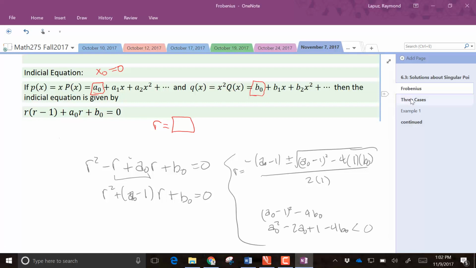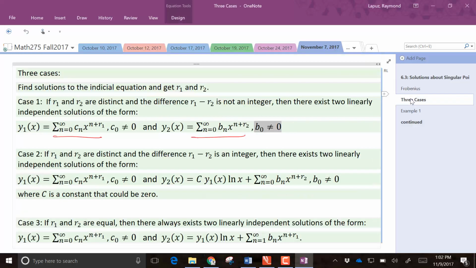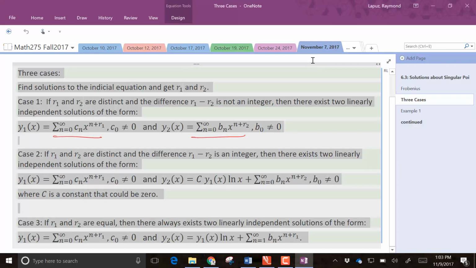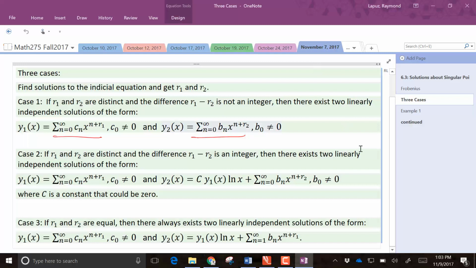So the three cases that they present are, we won't be doing imaginary parts. The three cases that we're going to run into would be the possibility that they're the same, or the possibility that they're different, but the possibility that they're different will be broken down into two different parts.